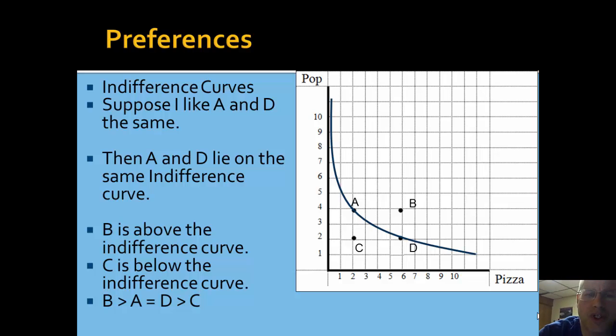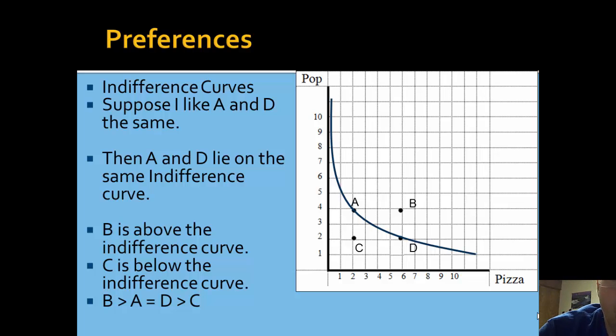Now, suppose, just for the sake of argument, that the bundle that we like equally as well as A is the bundle D. It might be something with a little bit less pizza or a little bit more pop or something like that. But suppose that the bundle D does in fact represent a bundle that is equally preferred to A, that we like the same as A. Now, that means that A and D lie on the same indifference curve, and I've drawn in a blue line here to represent the indifference curve, and we'll talk a little bit more about the shape as we go forward.